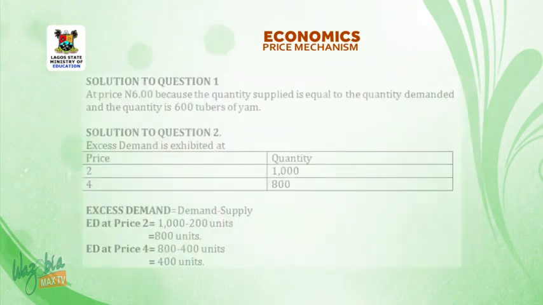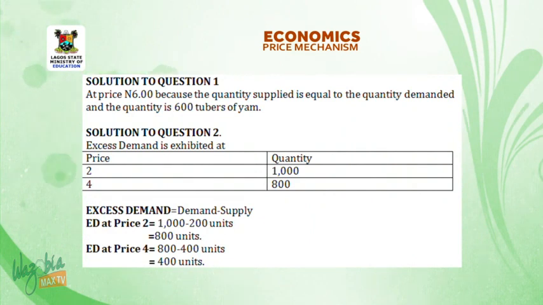Solution to question 1. At price 6, because the quantity supplied is equal to the quantity demanded, and the quantity is 600 tubers of yam. 2. Excess demand is at prices 2 and 4. Quantities are 1,000 units, 800 units. So excess demand is demand minus supply. At price 2, it will be 1,000 minus 200, that is 800 units. At price 4, 800 minus 400, that will be 400 units.